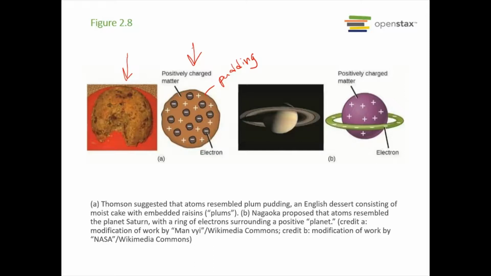We also have this planetary model by Nagaoka, and this is one I just learned about, and I was really excited to see. This is a non-white person. Yay! To see Hantaro Nagaoka. I hope I said his name right. This was his Saturn-like atom. What he proposed was you have this positively charged planet in the center, surrounded by a ring, like Saturn's ring, of negatively charged electrons.